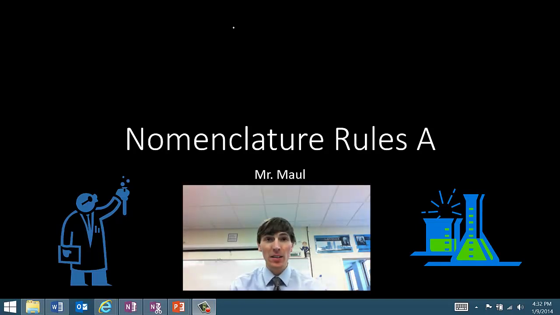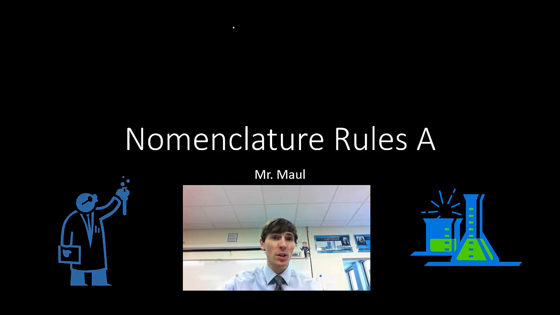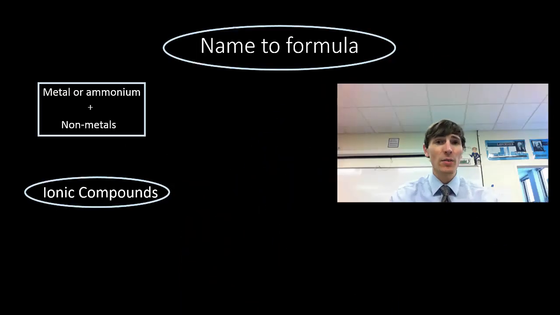Mullen. I'm doing a podcast today on the first part of naming chemical compounds, and we call this branch of chemistry nomenclature. So we're going to give names to compounds so we can all speak the same language. The first one we're going to talk about today is how to turn a name into a formula for an ionic compound.